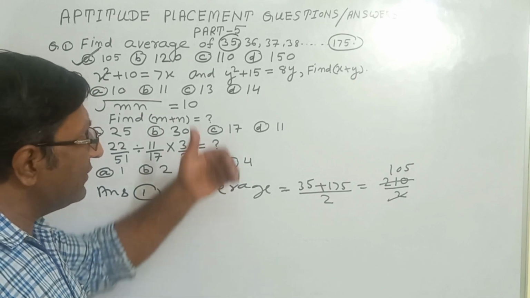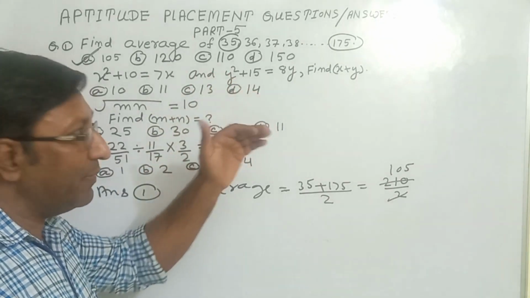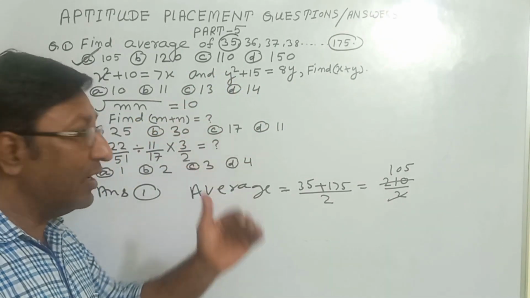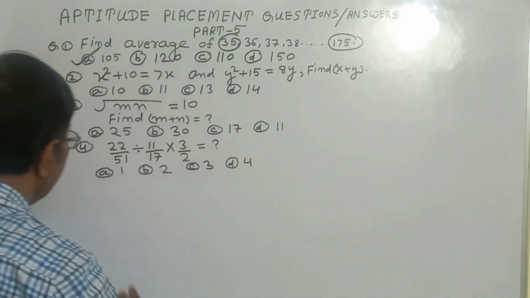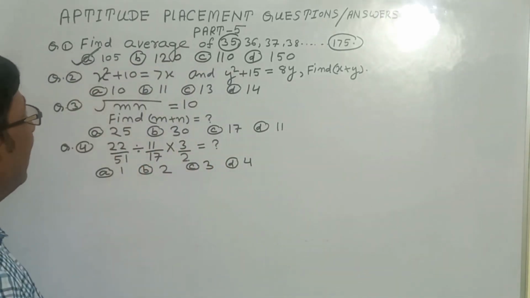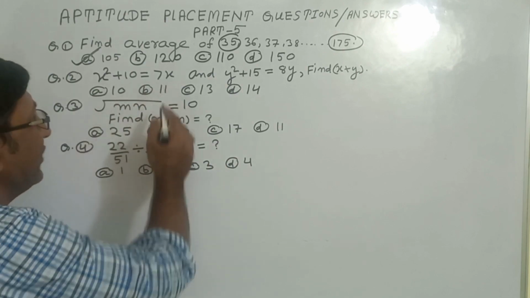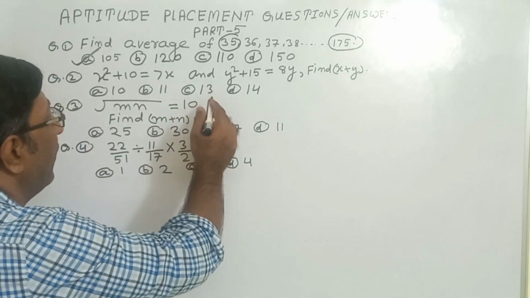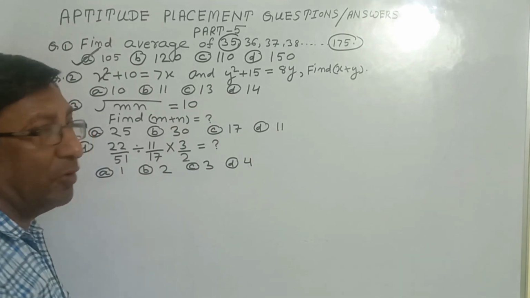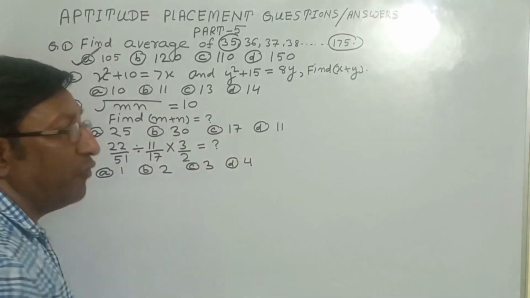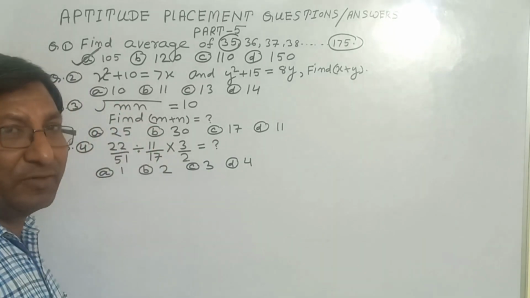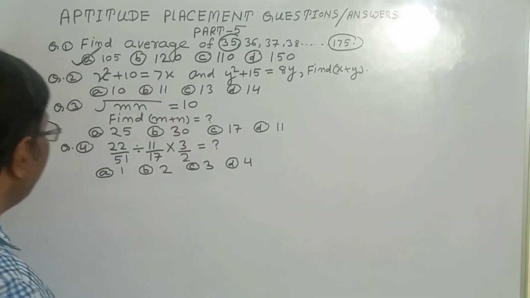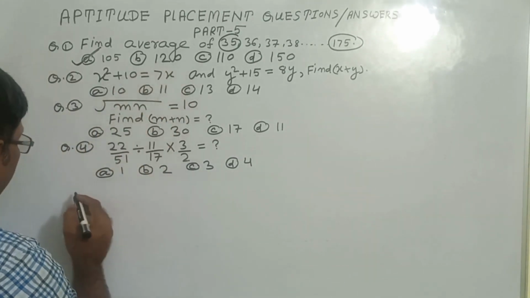So if any series of this type of question comes, we can use this technique. Now see the second question. The second question is: x square plus 10 equals 7x and y square plus 15 equals 8y. Then we have to find x plus y. This is also a very important question for the placement exam. So see how we can solve this type of question.